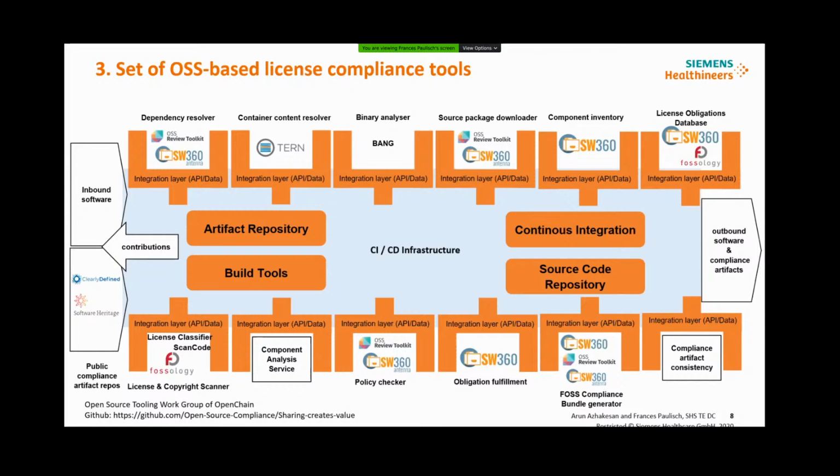So you can see some of the tools that I had already mentioned at the bottom left, Fossology and also ScanCode as different scanner things that can do license scanning. And then later on, for example, the OSS Review Toolkit and Software 360 Antenna. And there are many different companies and other communities supporting each of these tools.